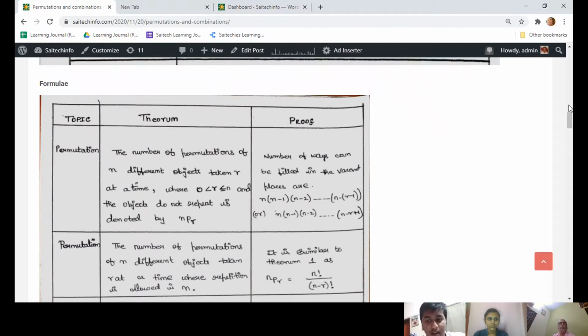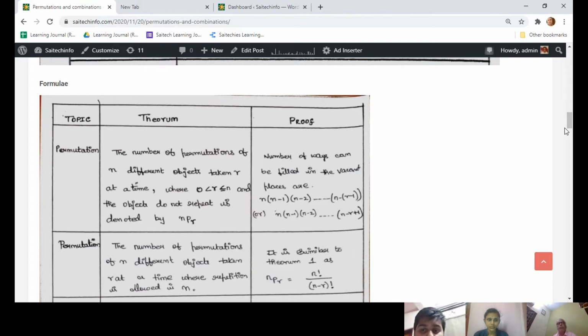Next we come to the definitions, equations and formulas. In the topic permutation, the first theorem is: the number of permutations of n different objects taken r at a time, where 0 < r ≤ n and the objects do not repeat, is denoted by nPr. Its proof: the number of ways the vacant places can be filled is n into n minus 1 into n minus 2 and so on, up to n minus r plus 1. Here n is the number of objects we have and r is the number we have to select.